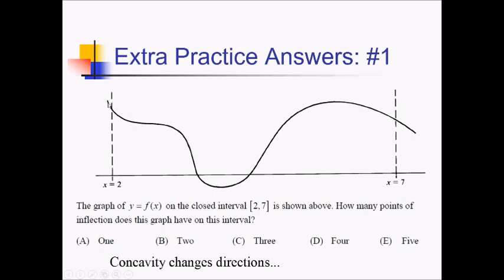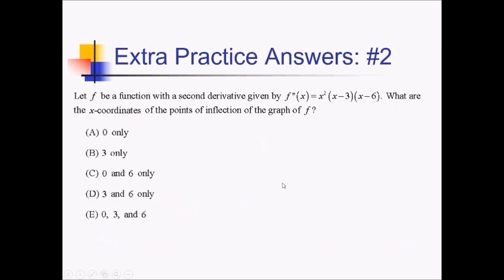Well, we start off concave up, and then somewhere around here we're going concave down. So we've got 1 point of inflection right here. We're concave down for a while, and then somewhere in here we're going concave up again. And we're concave up until we get somewhere around here, then we're concave down, and we're concave down the rest of the way. So that's going to be 3 of those. Choice C.